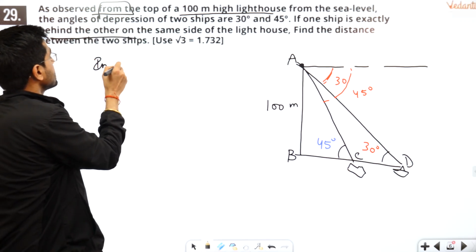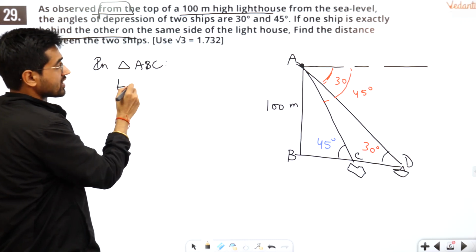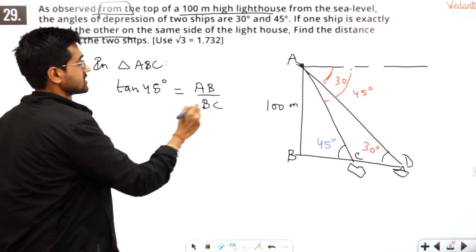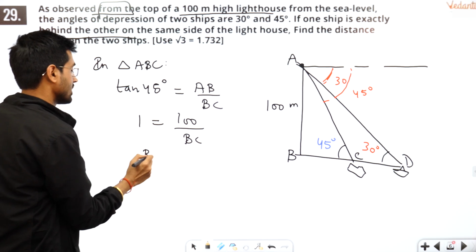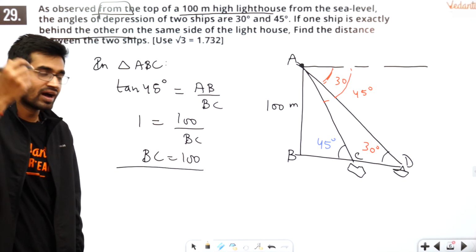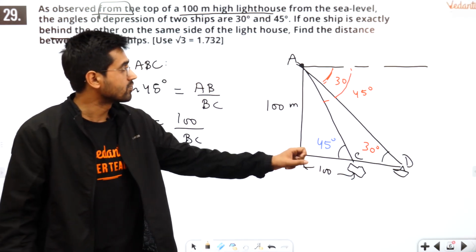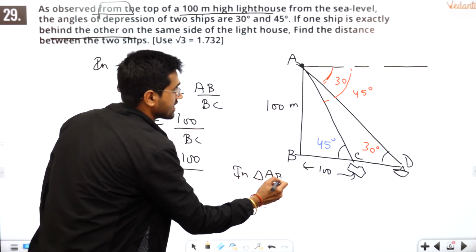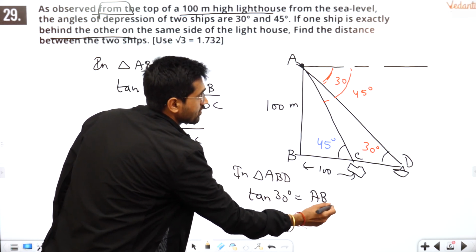So in triangle ABC, if I apply, what will I get? Tell me now. Yes, you will get tan 45 equals AB by BC. This will give me 1 equals 100 by BC. And BC will come equal to 100. Now I've got BC. I want to find BD. I will use triangle ABD. So I'm writing here in triangle ABD, tan 30 equals perpendicular AB by base BD.